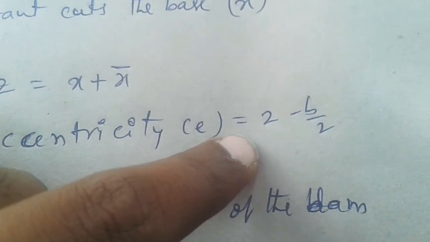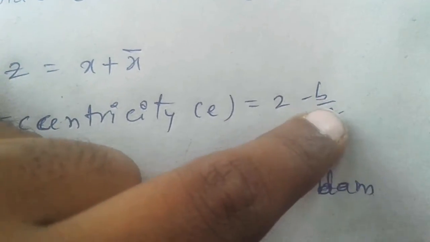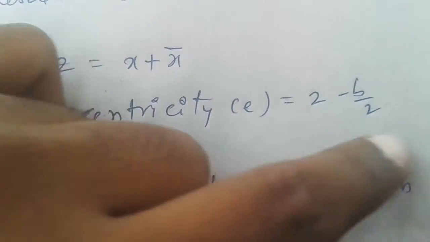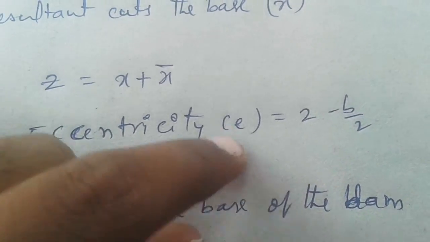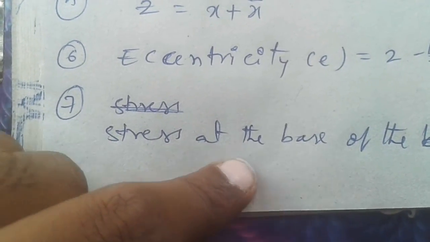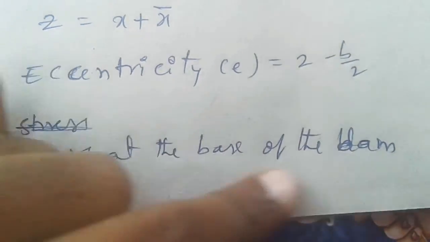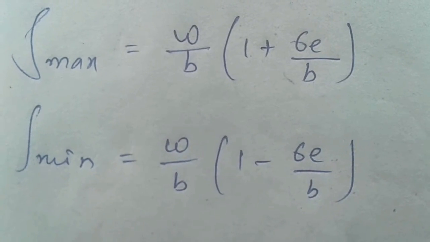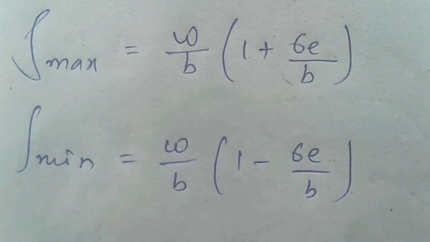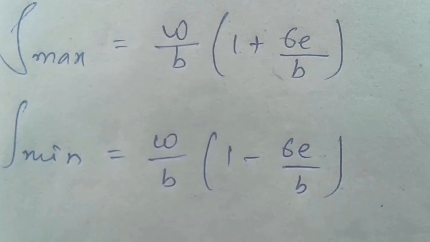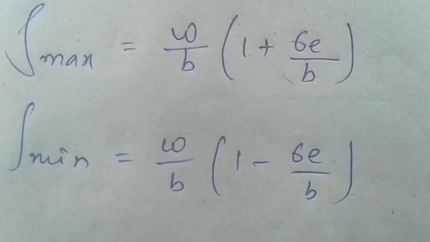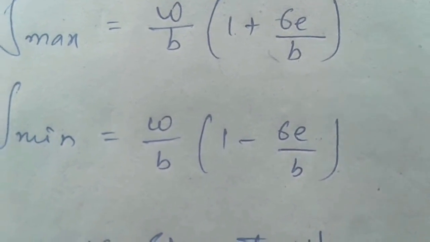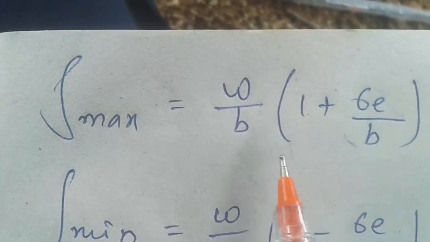The sixth point is eccentricity, denoted by E. E equals Z minus B by 2. Once these calculations give the Z value, then Z minus B by 2 equals E. Next, stresses developed at the base of the dam: maximum equals W by B of 1 plus 6E by B, and minimum equals W by B of 1 minus 6E by B.